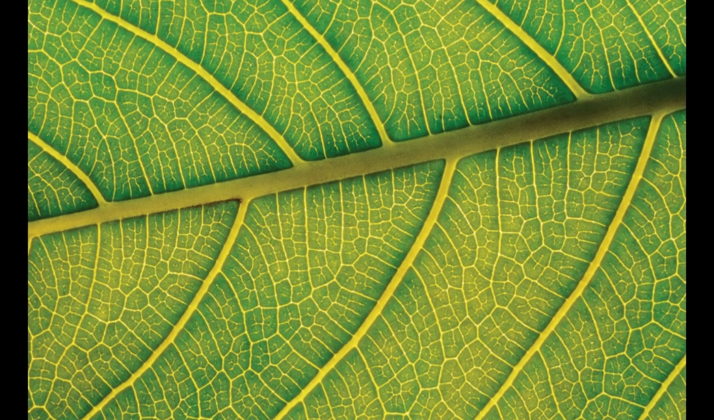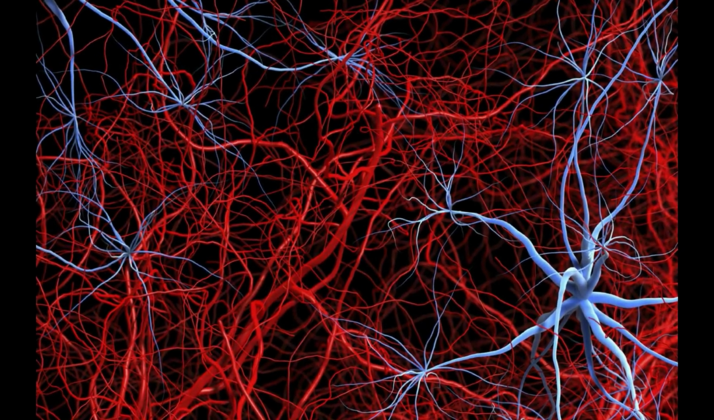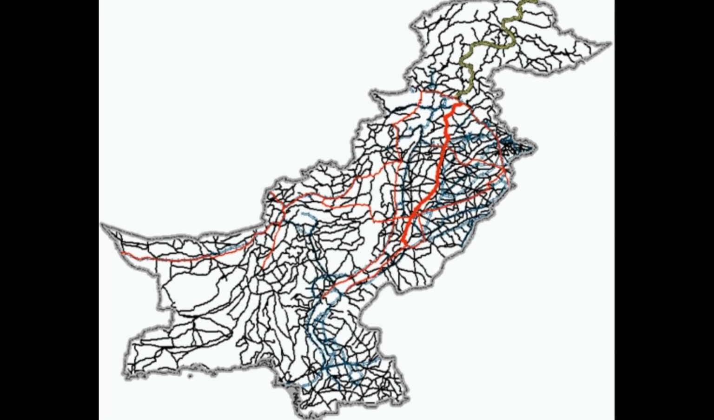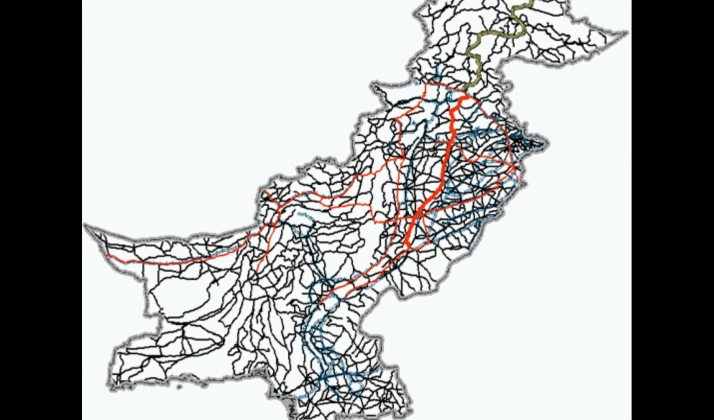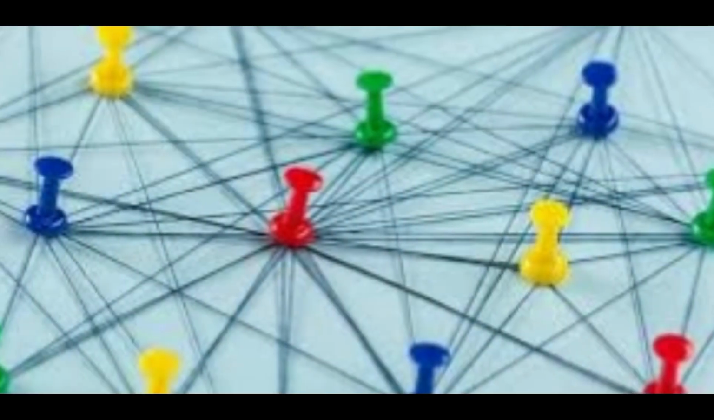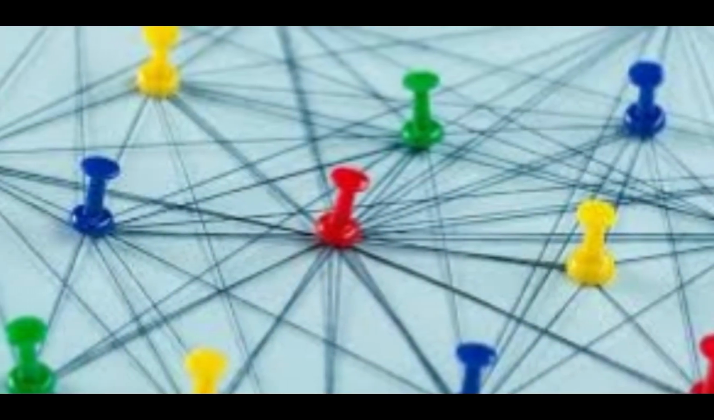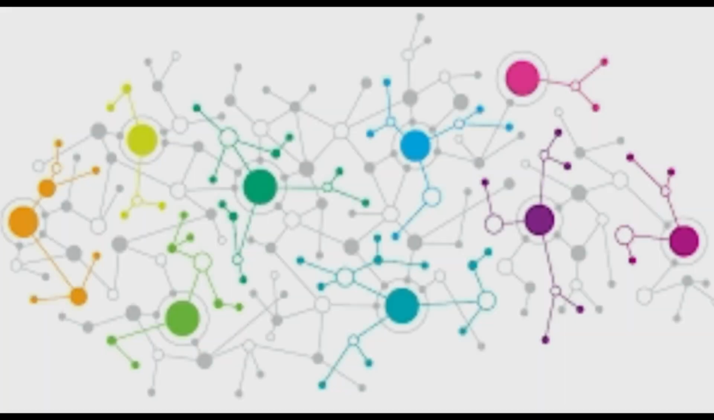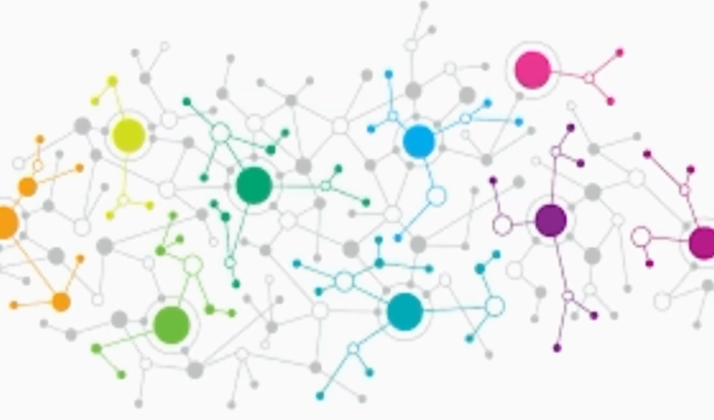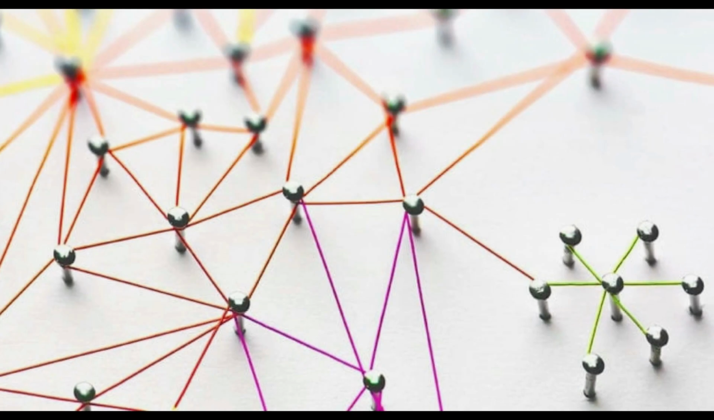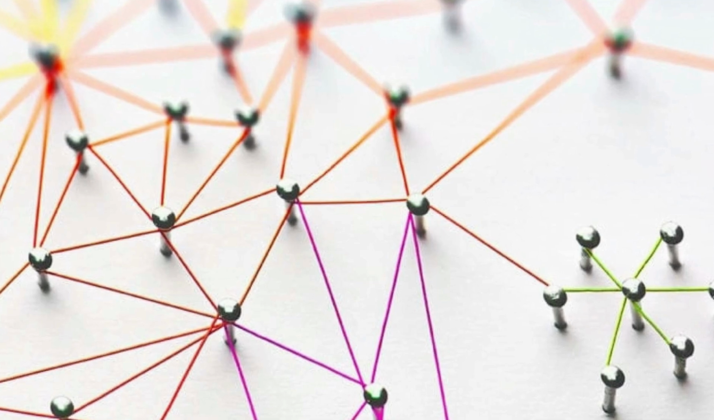A network of veins in a leaf, a network of arteries in a human body, or maybe a network of road or railway in a country. Well, what's common in all these networks is an arrangement of intersecting horizontal and vertical lines. And what are these lines representing? These lines are representing a connection.